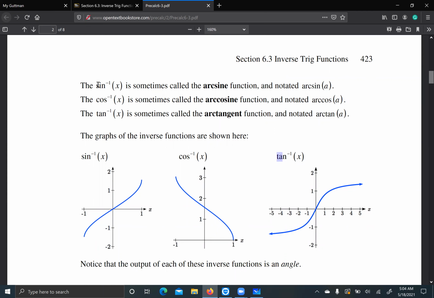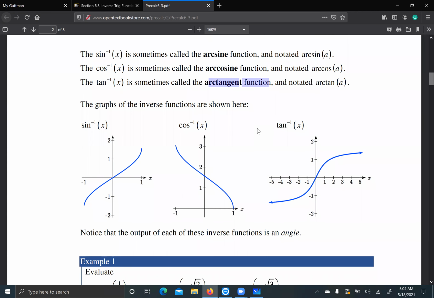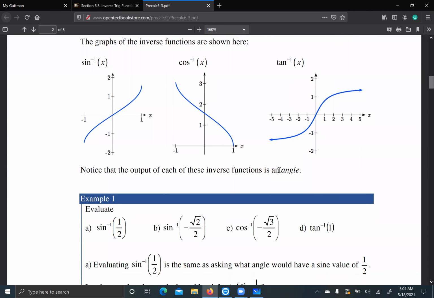By the way, for inverse functions, we can also call the sine inverse the arc sine function. We also call cosine inverse arc cosine, and tangent inverse the arc tangent function. They are just different names and different notations for the inverse functions of these trig functions. Okay. And here you have the graph of sine inverse, cosine inverse, and tangent inverse.